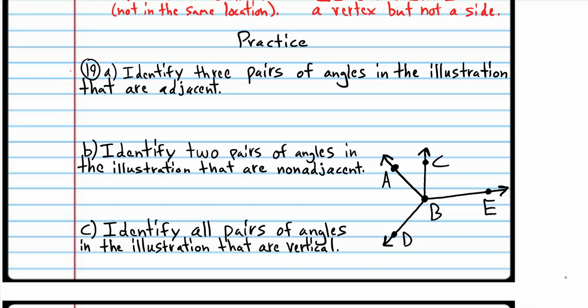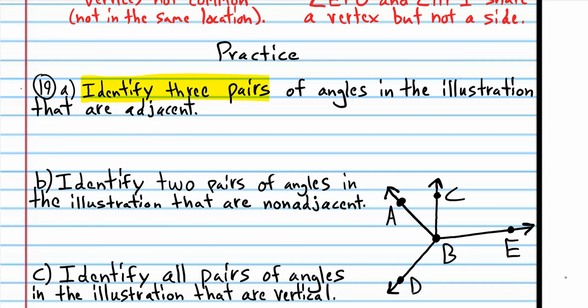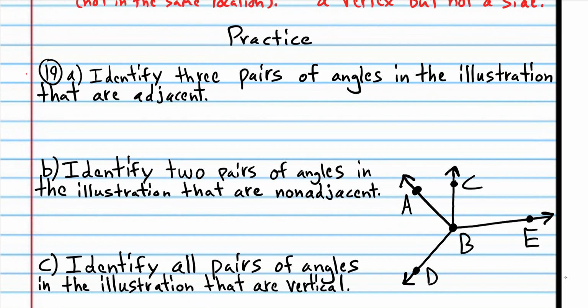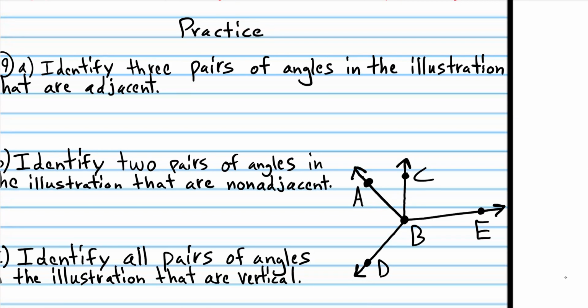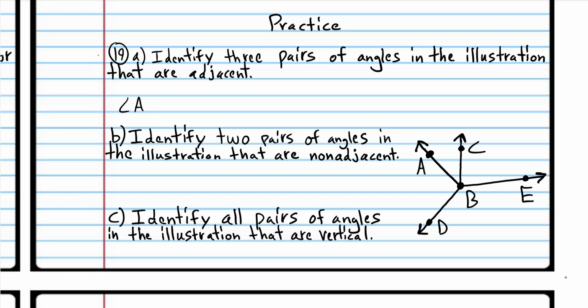Okay, so let's try some practice problems. This problem says identify three pairs of angles in the illustration that are adjacent. So adjacent means they have the same vertex and they share a side. So I'm going to mention angle ABC and angle CBE. They share the vertex B and they share the side BC. So angle ABC and angle CBE.